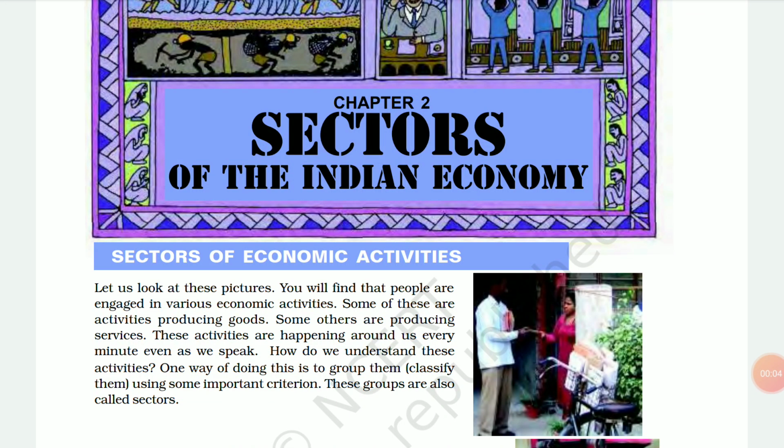So, today we are going to start a new chapter. That is your second chapter, Sectors of Indian Economy. Whenever you hear the word economy, it will always be related to money.